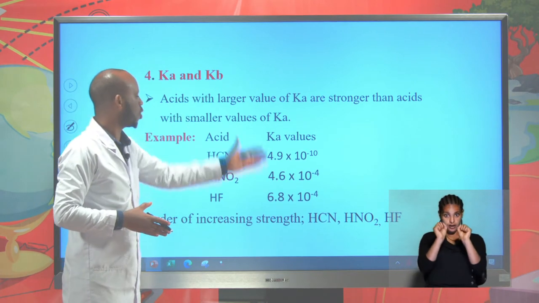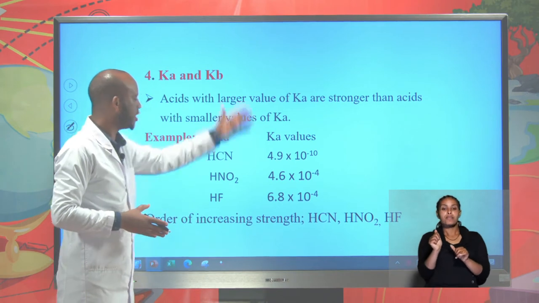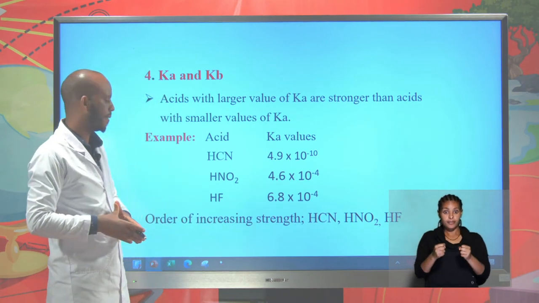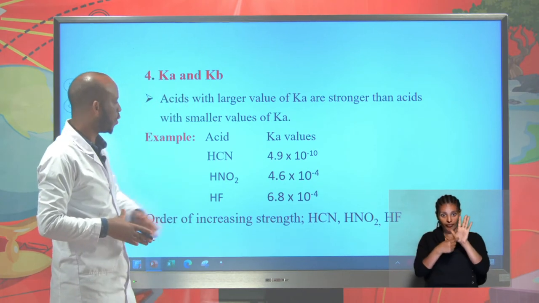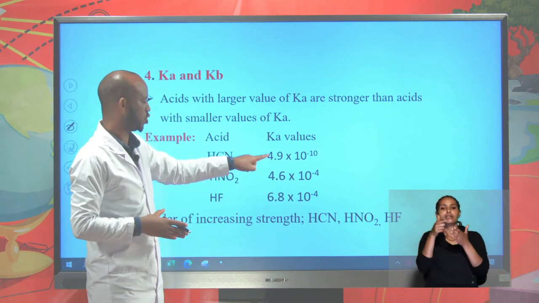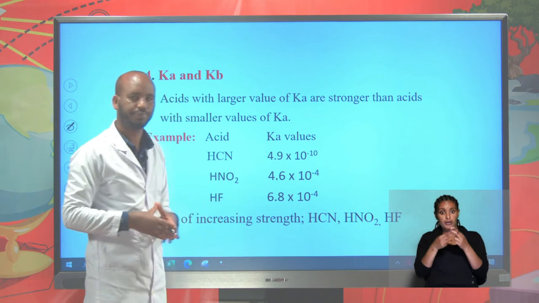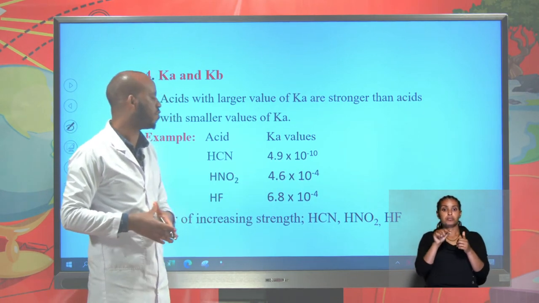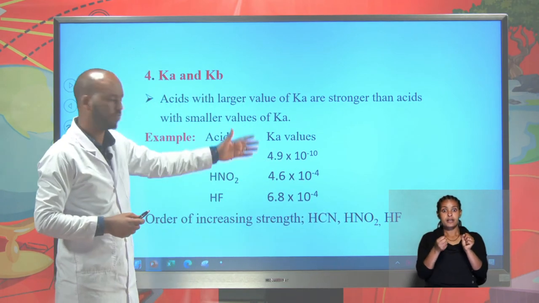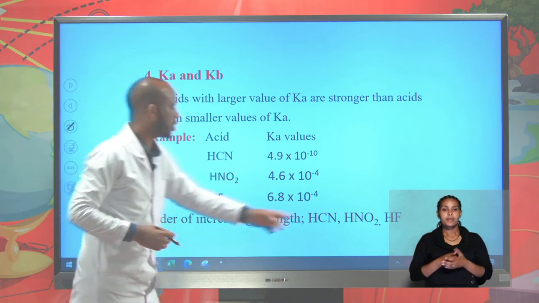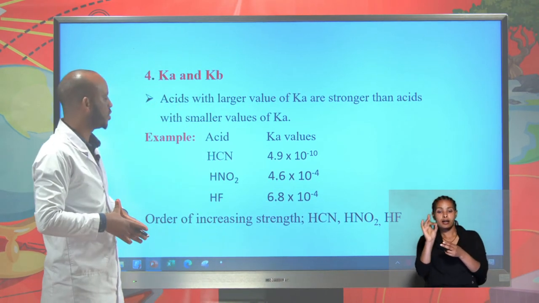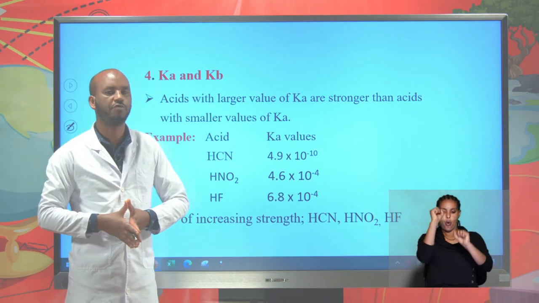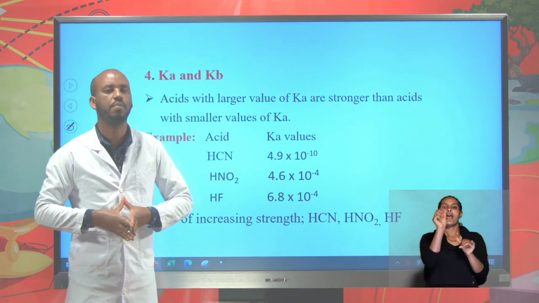By comparing their dissociation constants, we can arrange these acids in order of their acid strengths. Order of increasing strengths. Hydrocyanic acid is the weakest of these acids because its dissociation constant is small, you see, 4.9 times 10 raised to minus 10 when compared with the others. Then nitrous acid, its dissociation constant is 4.6 times 10 raised to minus 4. Hydrofluoric acid is the strongest of these acids. Its dissociation constant is 6.8 times 10 raised to minus 4. Therefore, one way of measuring the strengths of acids and bases is comparison of their dissociation constants, Ka and Kb values.